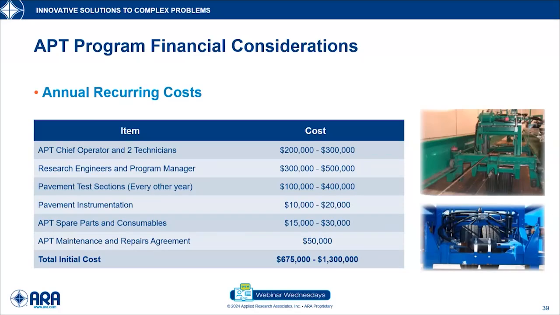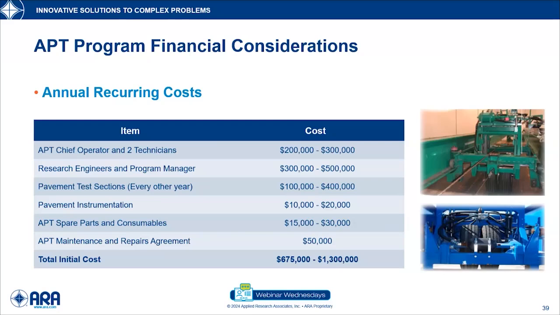And I want to emphasize this because this is where the partnership comes into place. You will need to have human resources dedicated to run the APT program. What type? Well, you have an APT chief operator, technicians, and research engineers that hopefully will come from either a consulting firm, or the university, or even the agency if they have the resources.